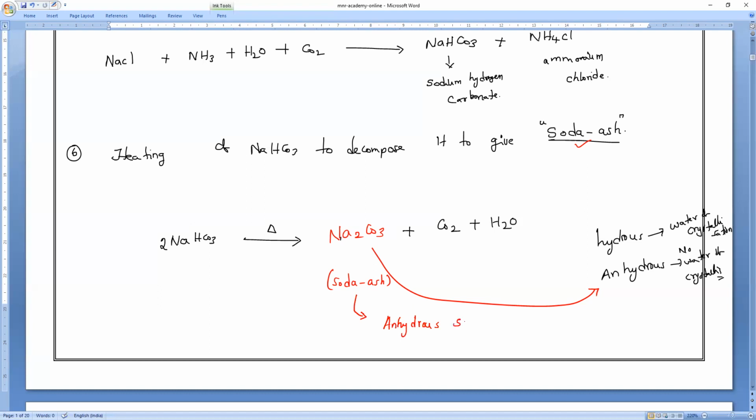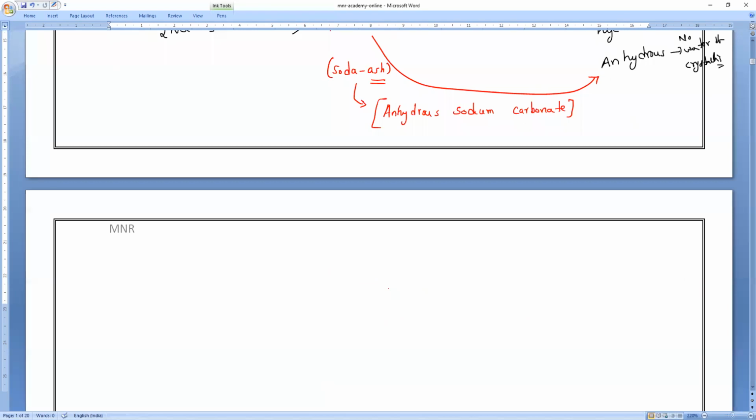Anhydrous sodium carbonate is what we used to call soda ash. Now, we do not want soda ash, we want to get washing soda. So again we have to add water of crystallization. We will add the water. Crystallization of soda ash gives what?